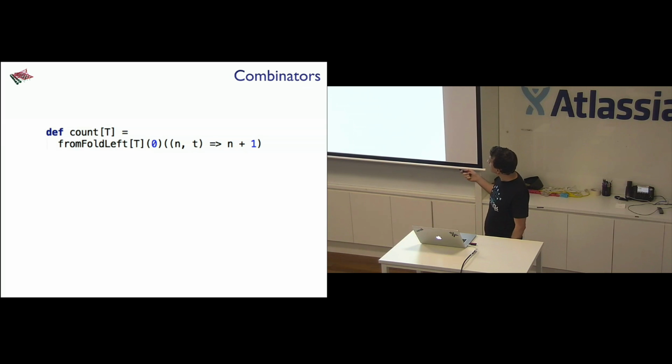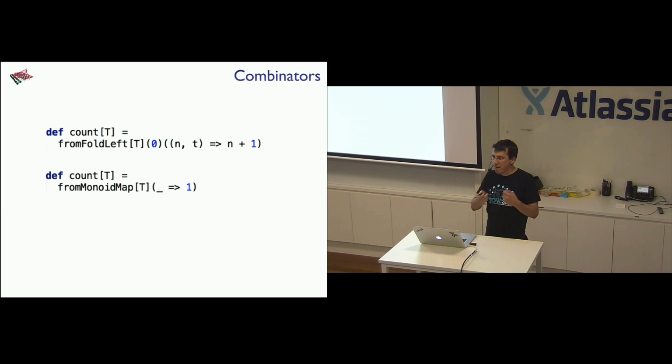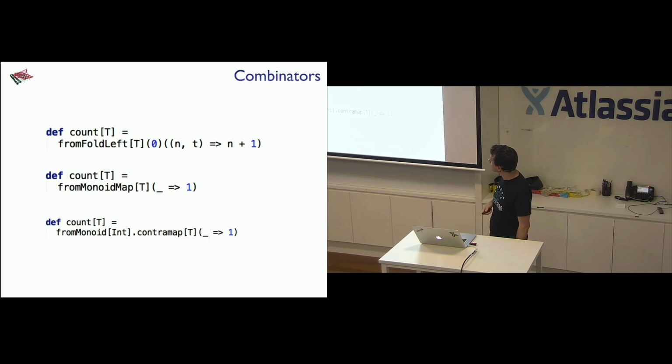So if you have something which looks like a fold left, the fromFoldLeft method is going to create a fold for you. If you have something where you can map each element to a monoid, like Int, you will also get a fold with fromMonoidMap. That's another way to create a fold when the elements that you're projecting to are forming a monoid.